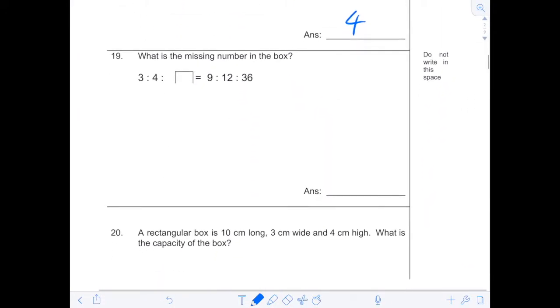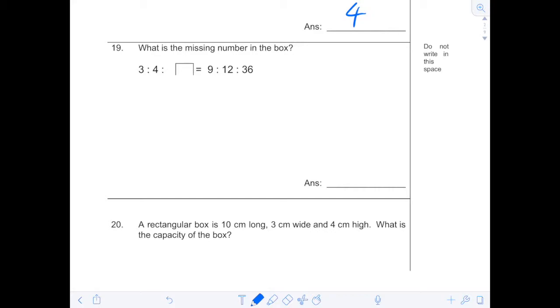Question 19. What's the missing number in the box? Just like your worksheet, how do you get from 3 to 9? You multiply by 3. How do you get from 4 to 12? You multiply by 3. So this number inside the box here, what number do you multiply by 3 to get 36? You just have to work it backwards. 36 divided by 3. Answer should be 12.